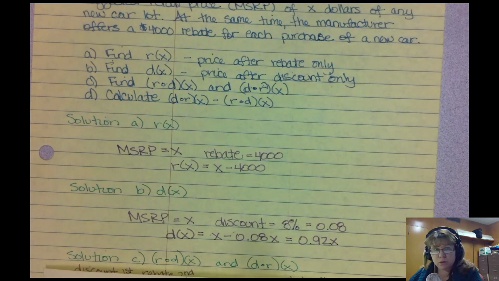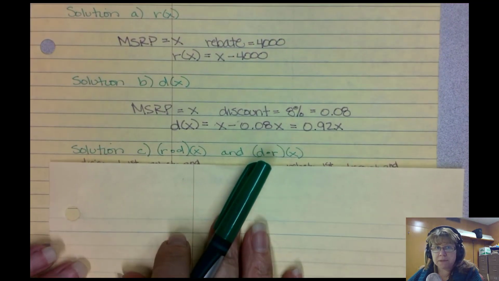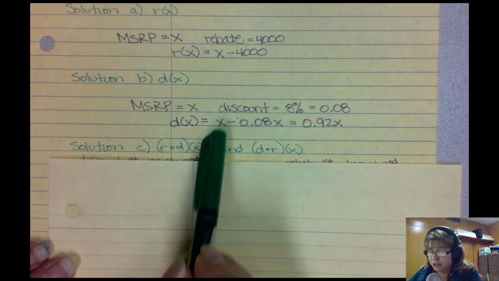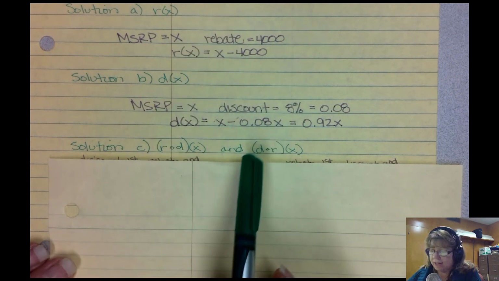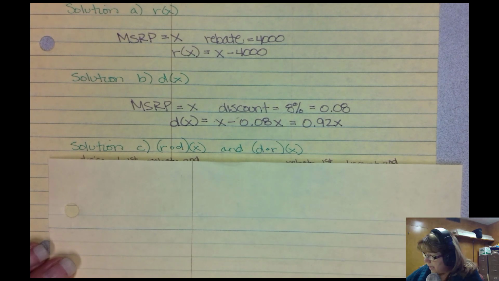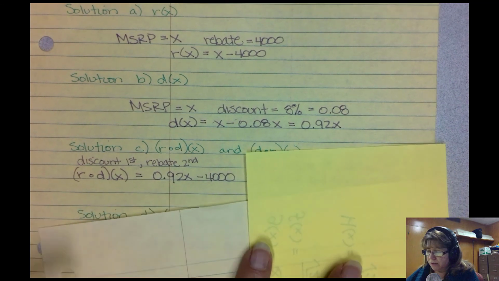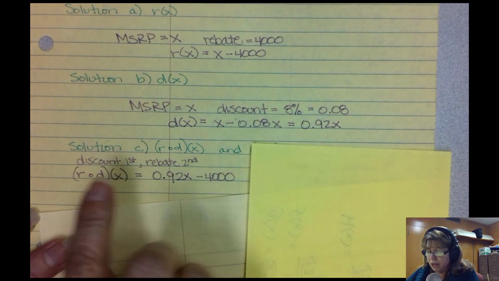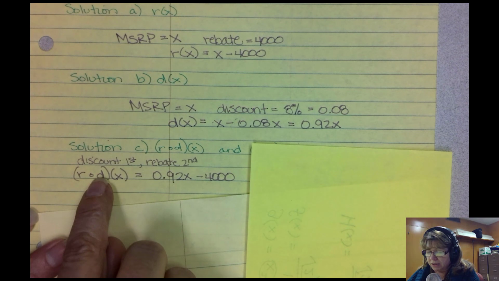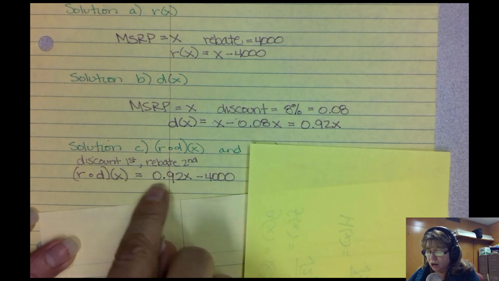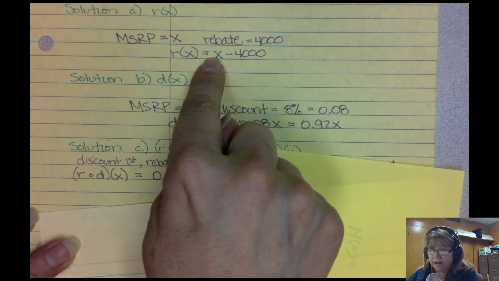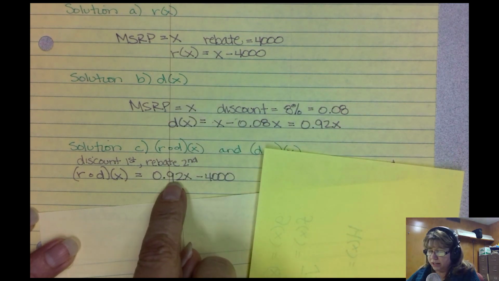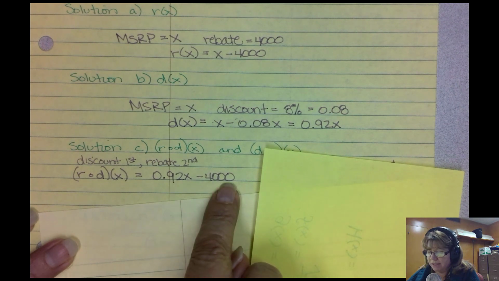Now let's do both C and D. We'll do our compositions. First, we'll put our discount inside our rebate. And then secondly, we'll do our rebate inside our discount. And let's figure out what this is going to be. Discount first, then rebate. So discount first, wherever we see our X inside our R, we're going to put the 0.92 right on in there. So 0.92X minus 4,000.